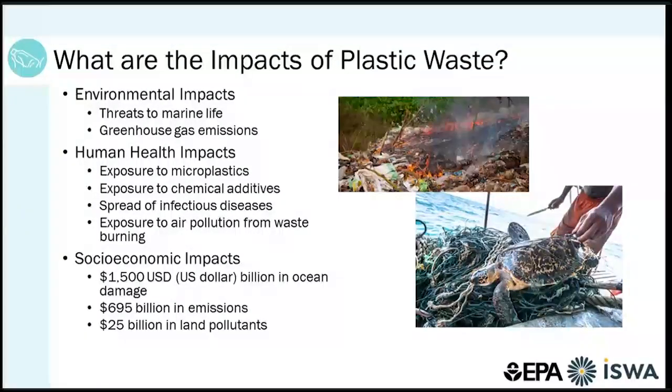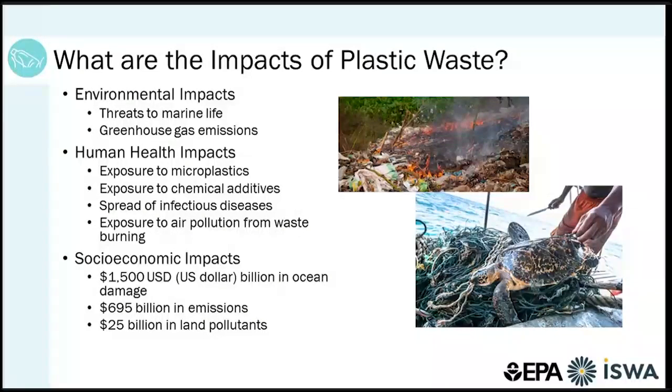So what are the impacts of plastic waste? The impacts of plastic waste can be described in terms of environmental impacts, human health impacts, and socioeconomic impacts. Environmental impacts include threats to marine life through ingestion, suffocation, and entanglement, as well as greenhouse gas emissions from production of plastic. Research has indicated that more than 1,500 species in marine and terrestrial environments are known to ingest plastics. And microplastics may reduce the ability of animals to digest food, leading to intestinal blockage, starvation, and internal injury.